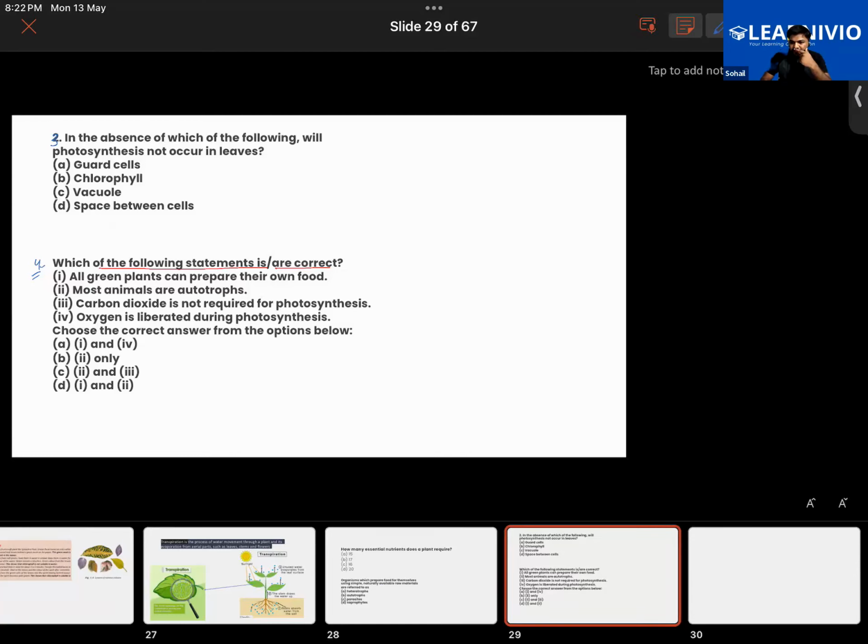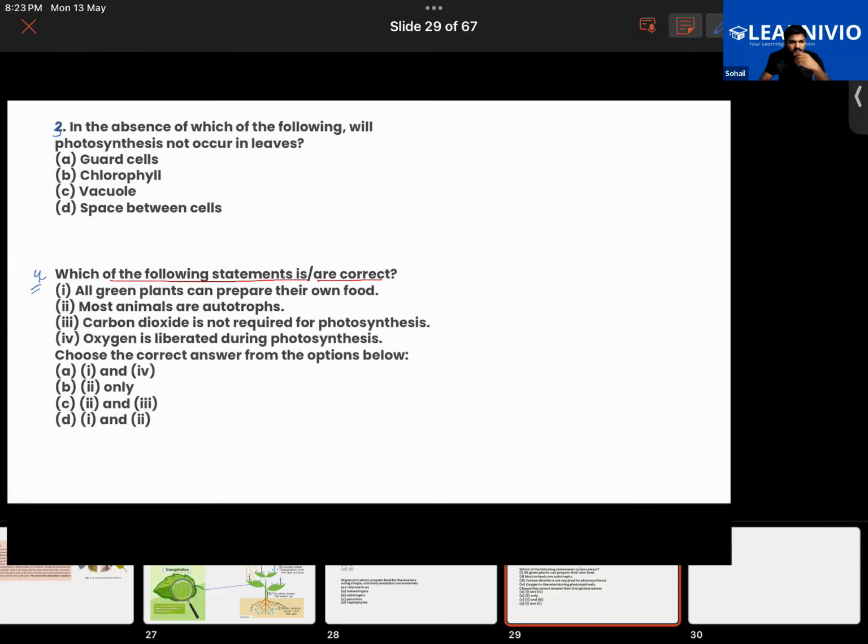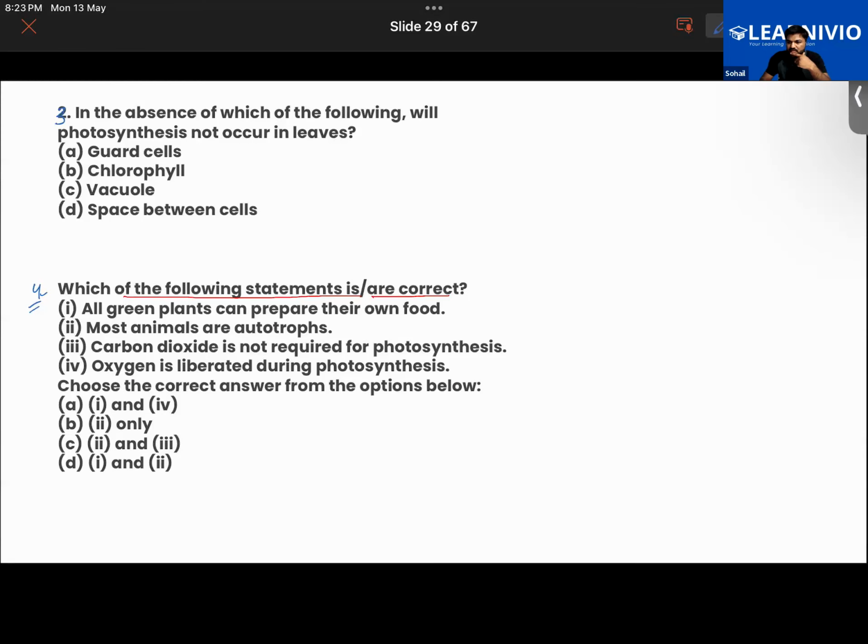Yes, sir. The second one and the first one is correct. What are you answering, Fatima? The fourth one, which option have you answered? The second one. In the second one, all green plants can prepare their own food is correct. The third one is also not correct. So only options 1 and 4 are the most appropriate in question number 4.